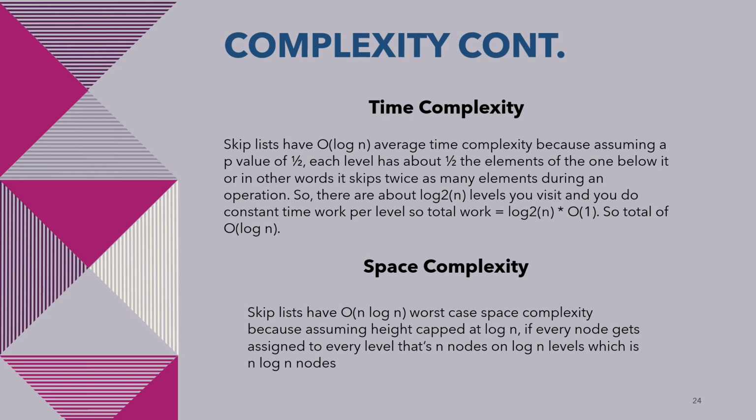And then for the space complexity, we have that as n log n worst case, because we're assuming that most implementations have the height capped at log n. And in this case, if our height is log n and every node in the list is assigned to every level, right? This is our coin flip. It just happened to land on heads every time for every element. Then we're going to have n nodes at each level, and there are log n levels. So you just multiply those, and that's n log n nodes.